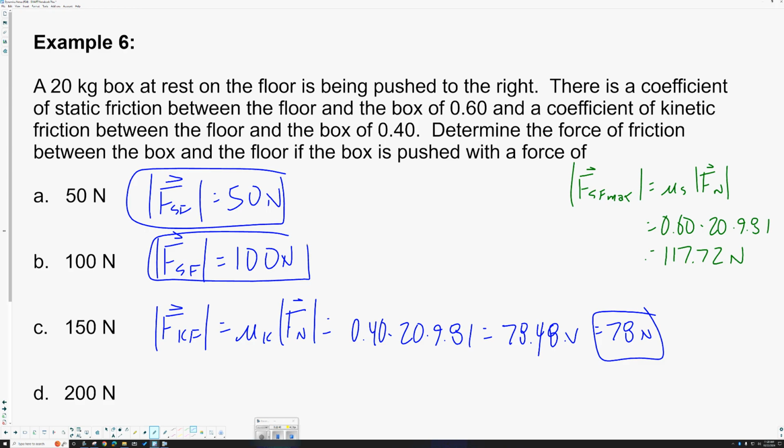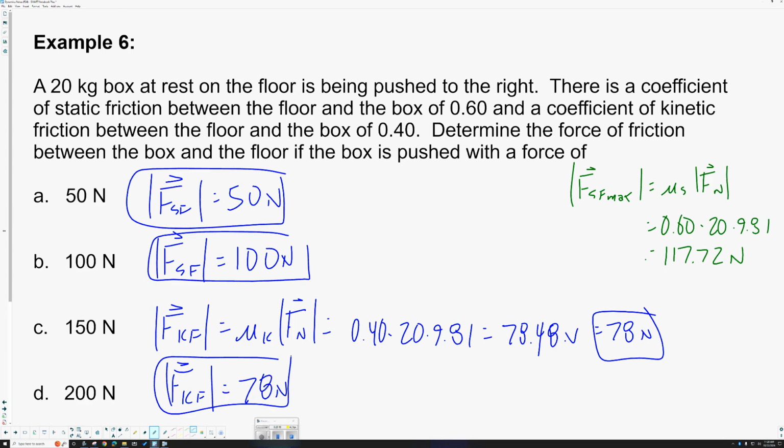Now if I push with 200, does it move? Yeah, it does. So it's kinetic friction then, right? What is the force of kinetic friction? 200? No. What's the force of kinetic friction? Right there. 78 newtons. It's not a stubborn force. Kinetic friction, I just calculate its value. As long as it's moving, that's what its value is going to be.